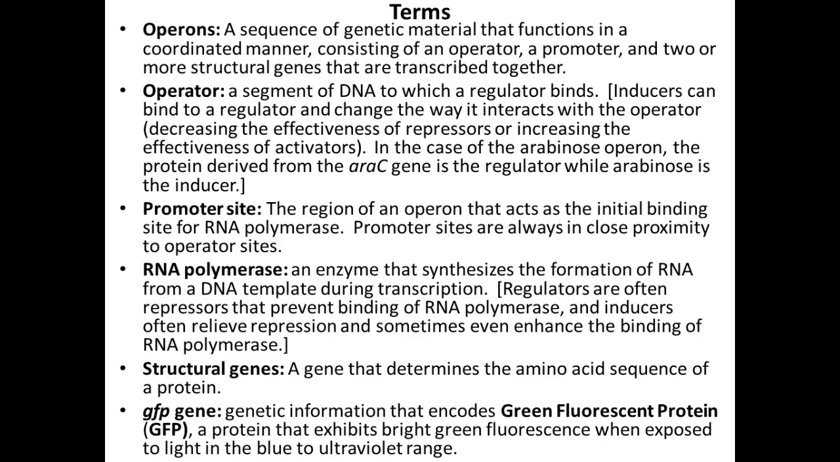So a lot of the DNA is under a control system. This control system is referred to as operons. It's a sequence of genetic information that functions in a coordinated manner. You have an operator, you have a promoter, and two or more structural genes. So these actually make something. So make the enzyme, say, to digest the sugars, or the proteins needed in the membrane to transport that sugar into the cell at a higher rate.